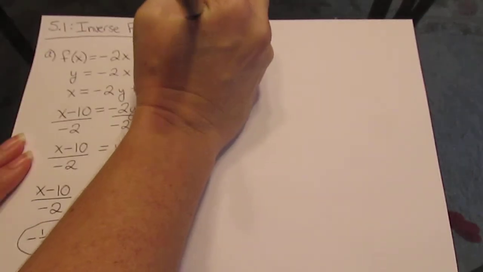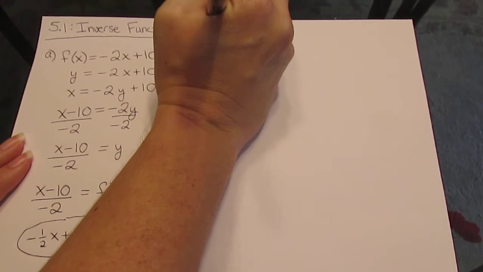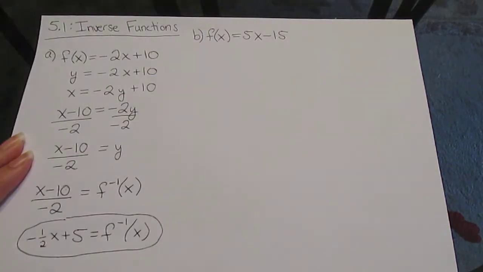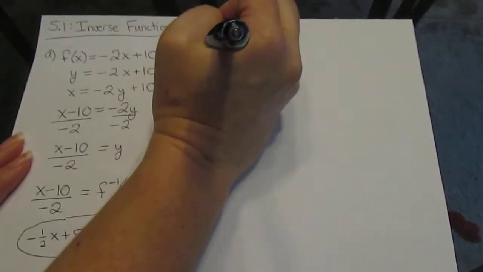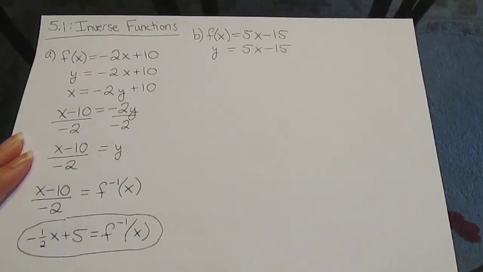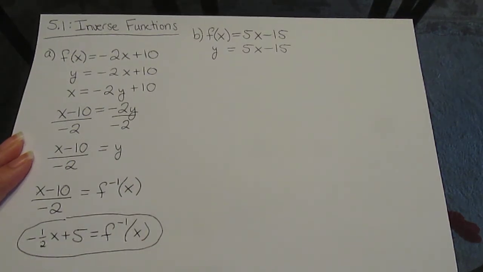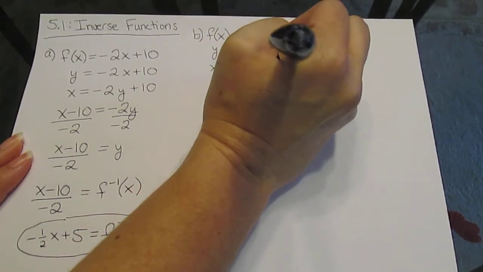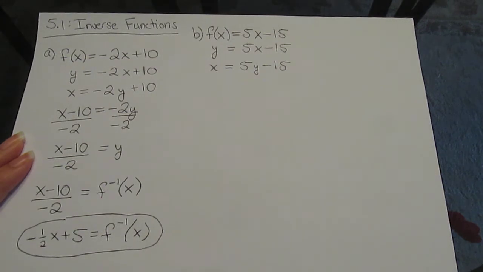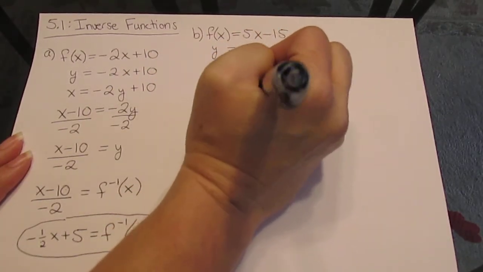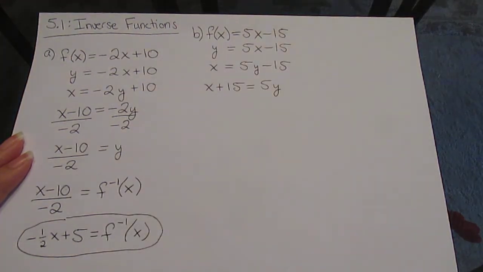Part B, I've got f of x equals 5x minus 15. Okay, so again, I'm going to replace my f of x with a y. And then I'm going to swap my x and my y. And then solve for y. So in this case, I need to add the 15 first. And then divide both sides by 5.